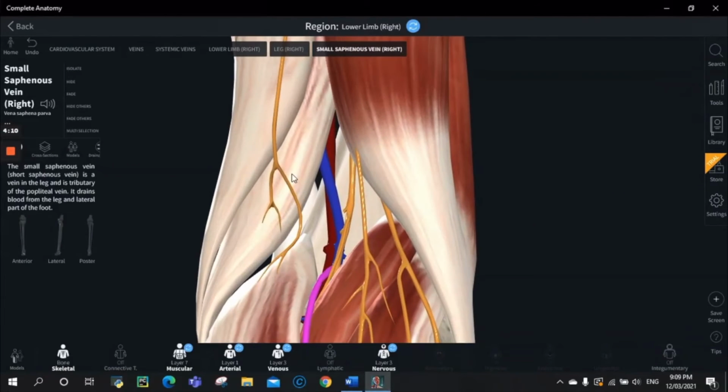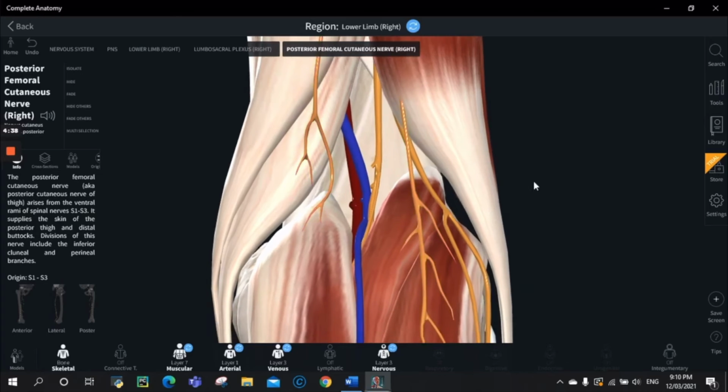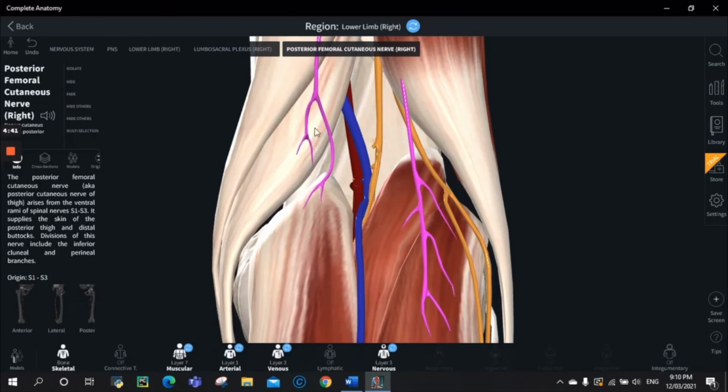So the first one is this one. This one is called the posterior femoral cutaneous nerve, also known as the posterior cutaneous nerve of the thigh. If you remember, this is a branch of the sacral plexus, and it provides cutaneous innervation to the posterior aspect of the thigh, as the name suggests, and it terminates in the popliteal fossa. As you can see, those are the terminal branches of the posterior femoral cutaneous nerve.